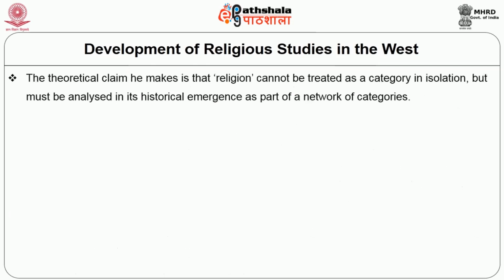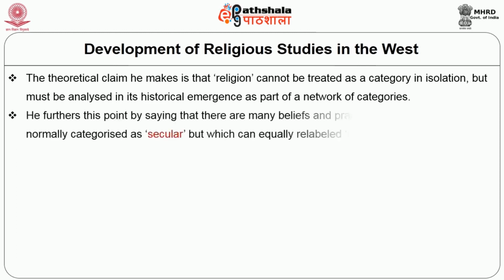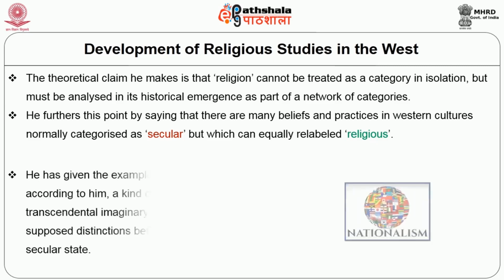The theoretical claim he makes is that religion cannot be treated as a category in isolation but must be analyzed in its historical emergence as part of a network of categories: private and public, inner and outer. He furthers his point by saying that there are many beliefs and practices in Western cultures normally categorized as secular but which can equally be labeled religious.